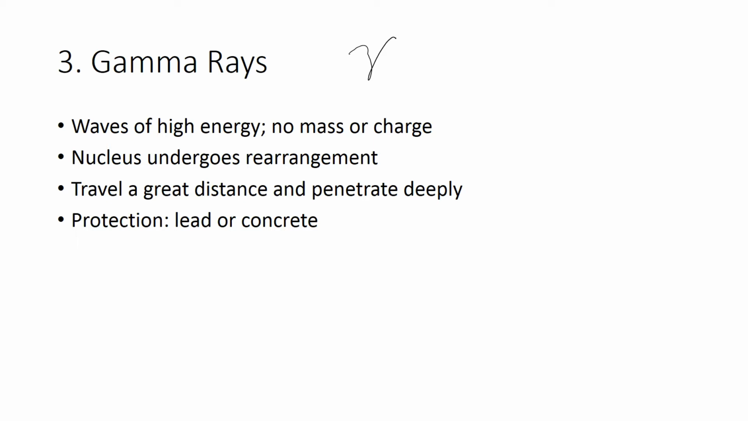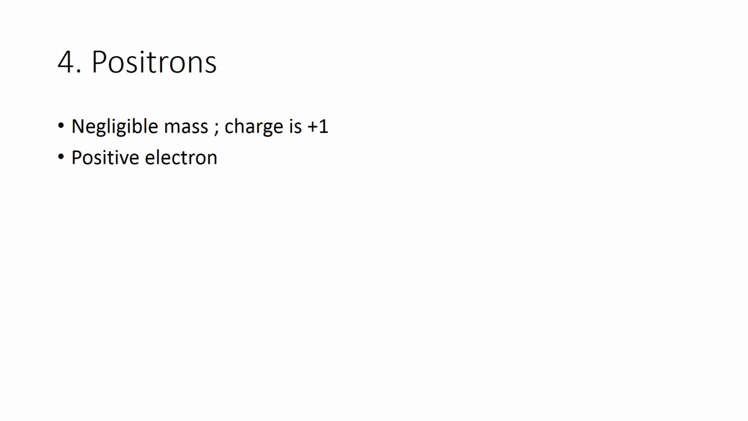have high energy. Positrons are our last type of particle, and positrons have the symbol just like beta particles, beta, except that we include a positive charge. We can also write them as an e, an electron having no mass but a +1 charge. So again, positrons have negligible mass. Their charge is +1, so we can think of them as a positive electron, or a positron.